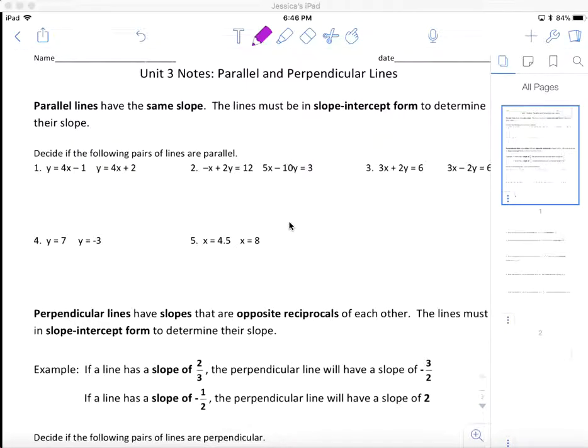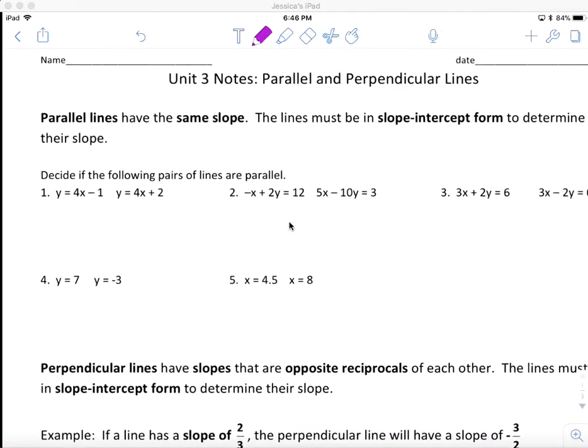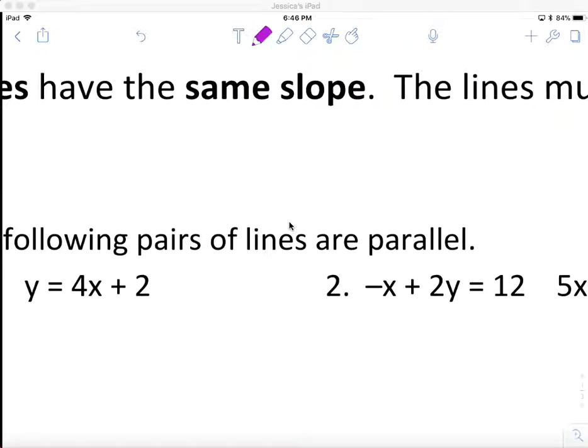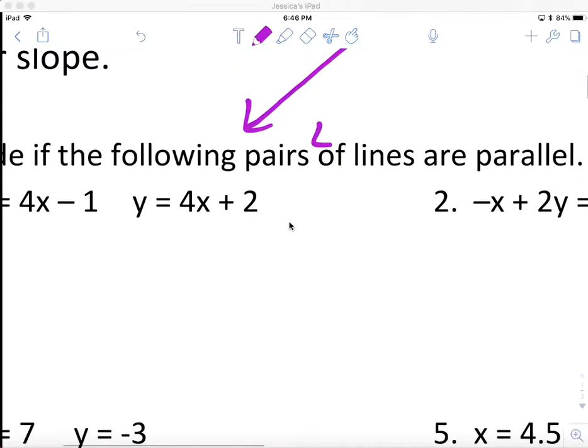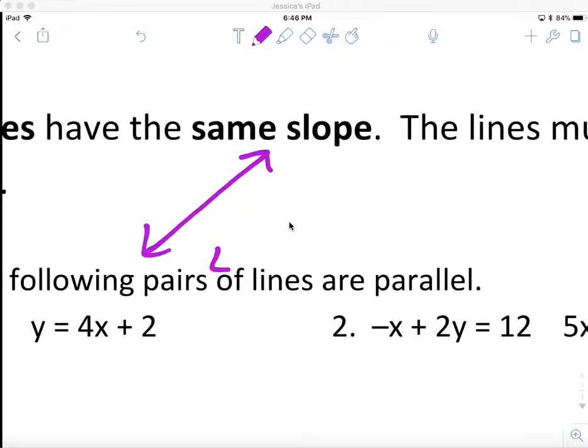This video is part 2 of writing equations of lines, so it introduces parallel and perpendicular. If you remember from our song, parallel, they're so tame, that's because their slope's the same. Parallel lines are going to have the same slope. As a reminder, parallel lines are two lines that never intersect. So all we are looking at is the slope here.